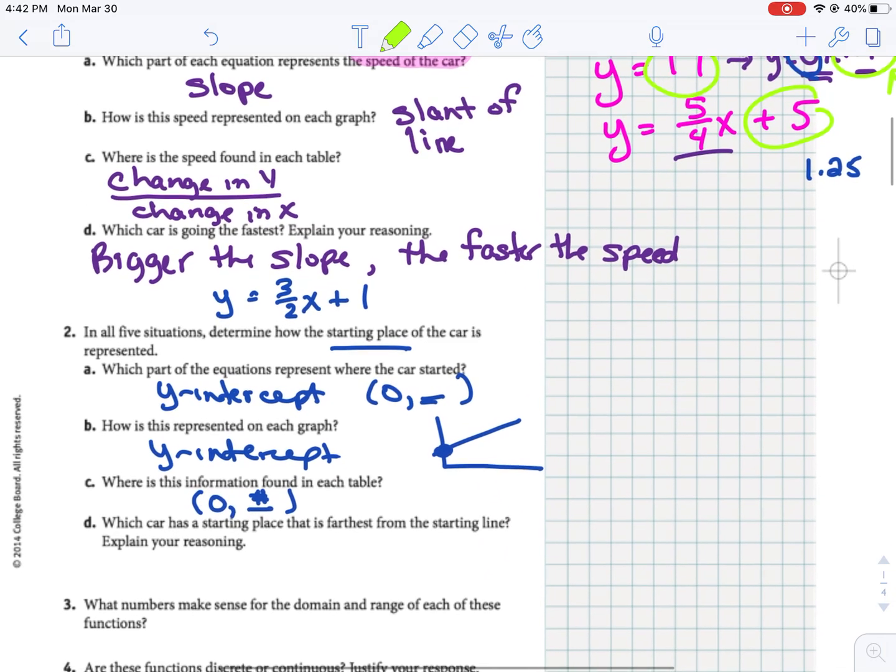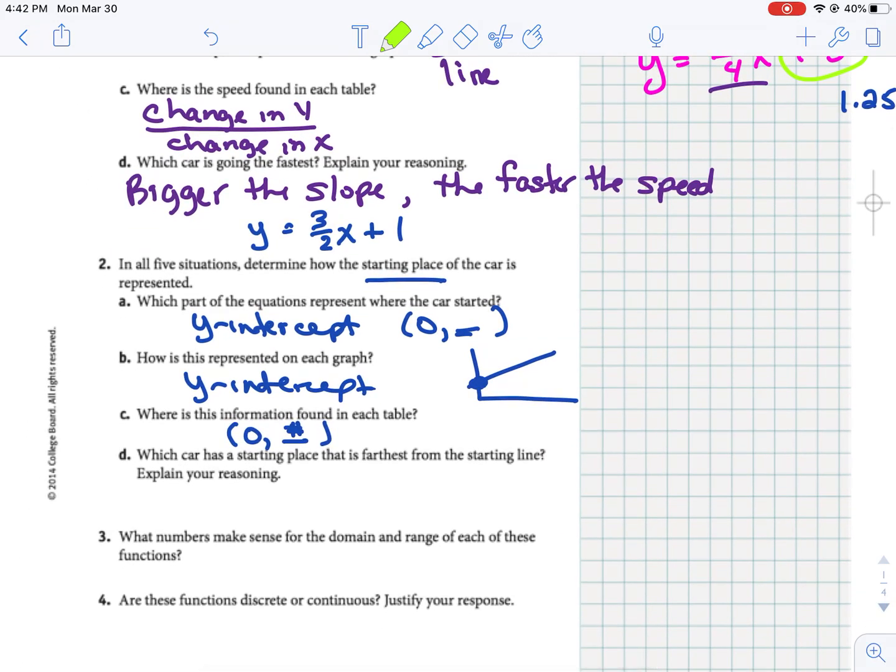So the car that had the starting place farthest from the line was the y equals 17 car, because the y-intercept was the largest, or the biggest.